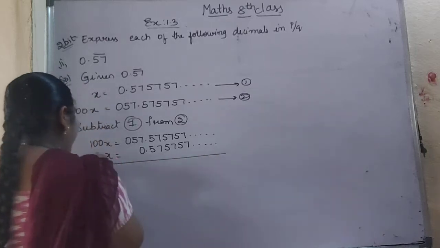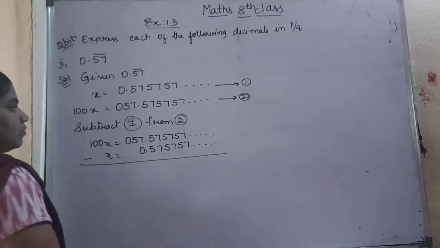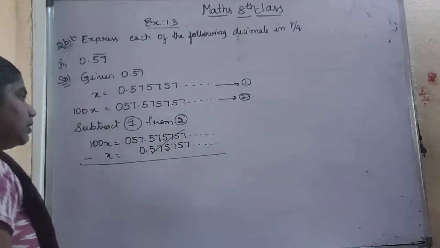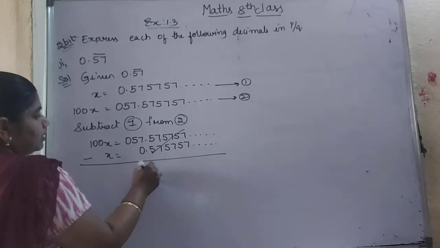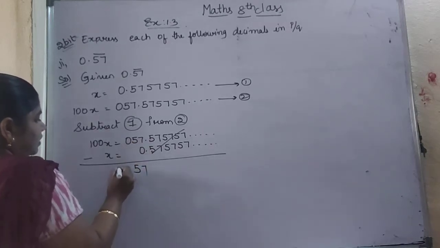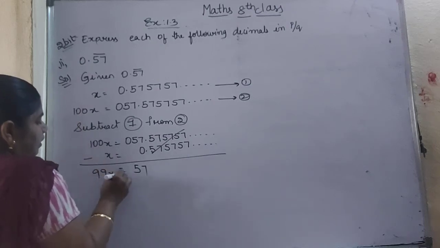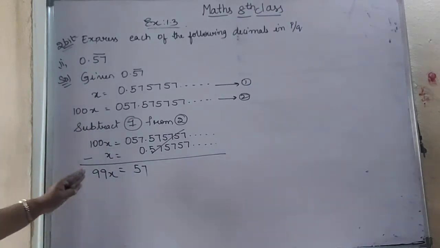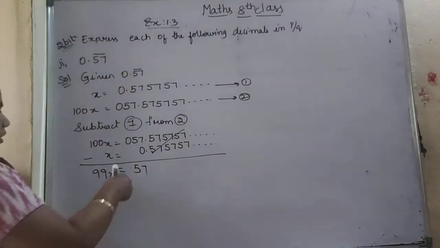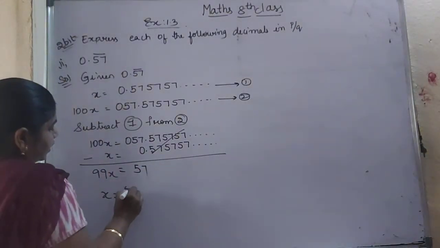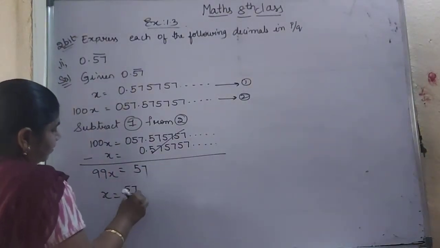So if you subtract this, these all will be cancelled. 7 minus 0 will be 7. 5 as it is. This equals 100x minus x, which is 99x. So transpose this 99 to the other side, so it will be converted to division. So x is equal to 57 by 99.